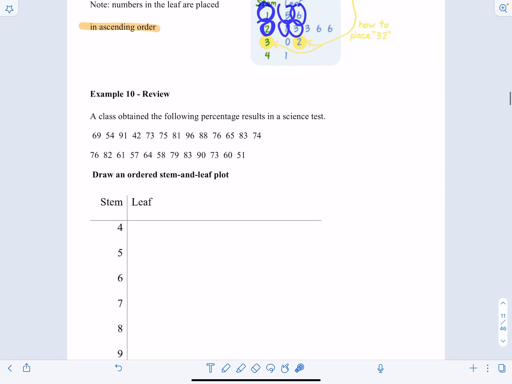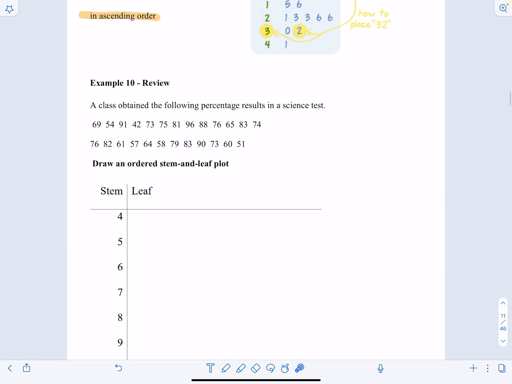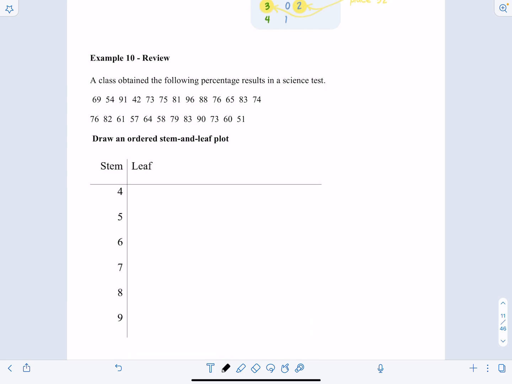Okay, so let's have a look at example 10. A class obtains the following percentage results in a science test. So they're the results. We have numbers ranging from 40 to 90. Now, if I went through all of these numbers and put them in order, making sure that you cross them off as you go, you'll end up with this.